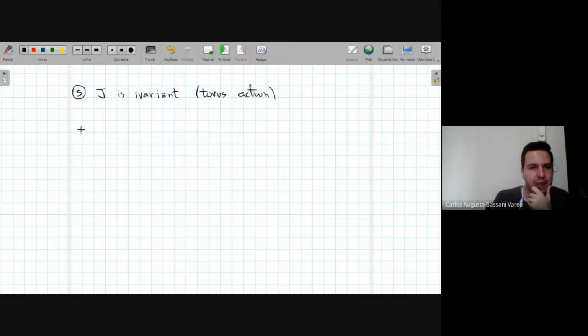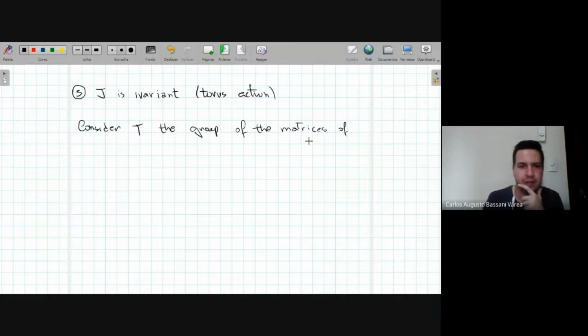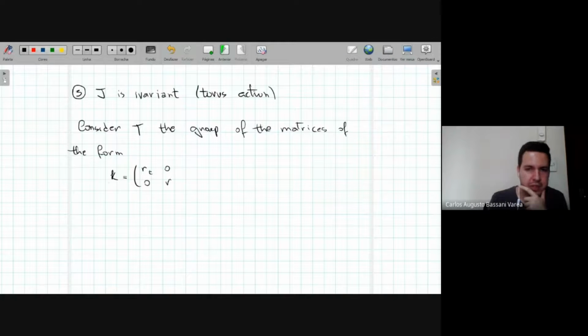So consider T, the group of matrices of the following form. We call it a block matrix, where this R_t matrix is actually a rotation matrix.